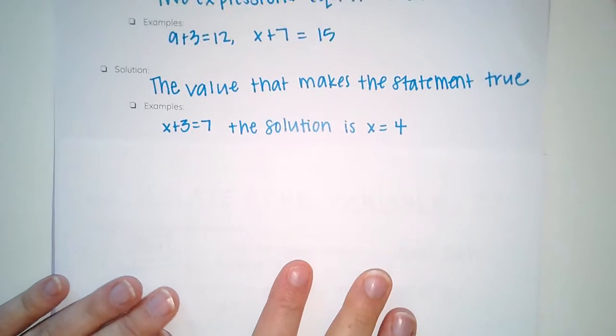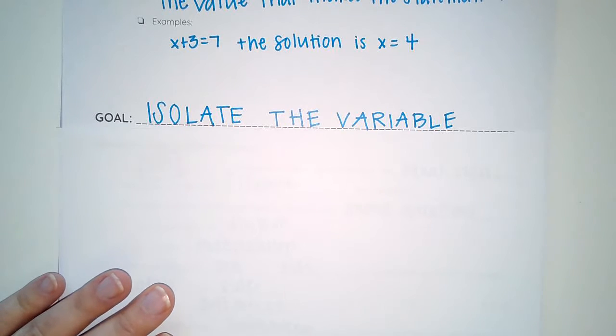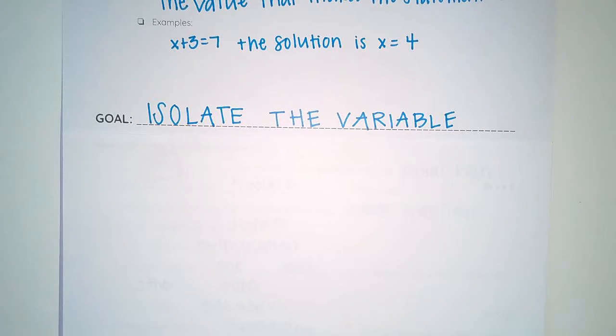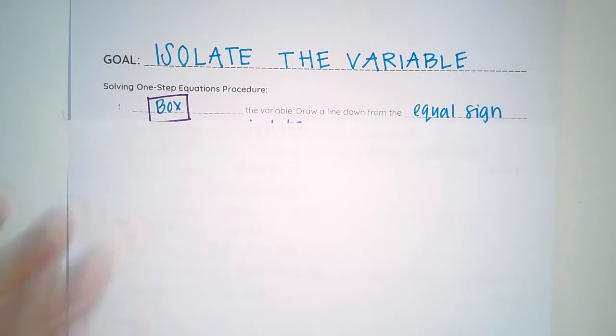When we solve equations, our goal is to isolate the variable. What is our goal when we're solving equations? Isolate the variable. All right, so today we are going to talk about showing our work.